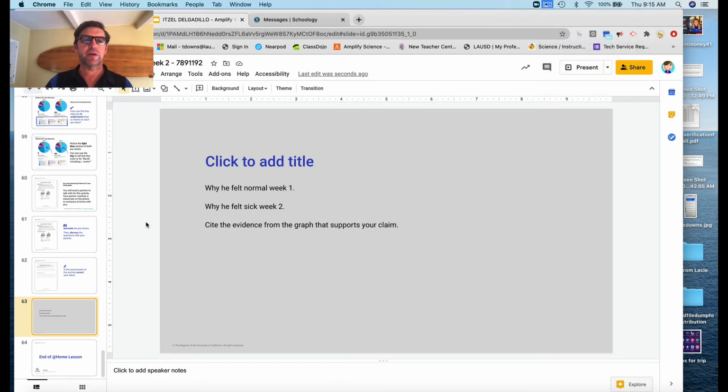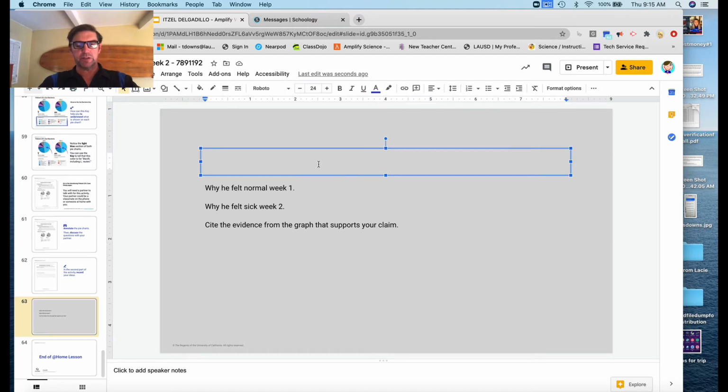All right, so we've got our sentences here. You have 3 good sentences. Now, guess what we're going to turn this into? A CER. And guess what we're going to call this? We're going to call this a prescription for health. So a claim, a CER, claim evidence reasoning, is used in science, but it can be used to answer questions, to write letters, to write a prescription.